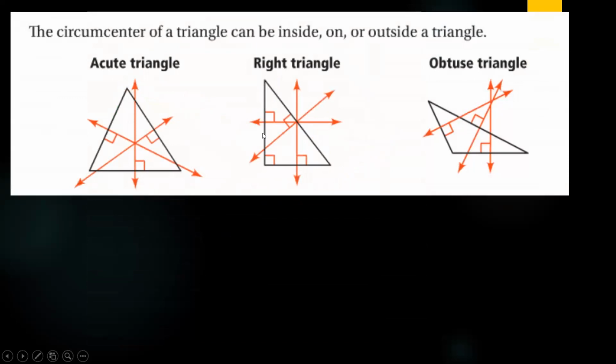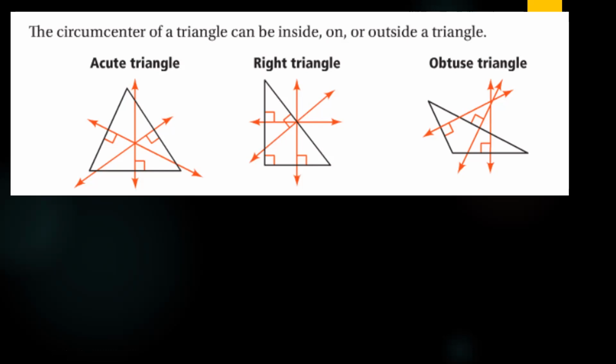Now, where could the circumcenter be? It could be inside or outside a triangle. It could be inside an acute triangle, as you see here. It could be on the side of a right triangle, and it could be outside an obtuse triangle. For the first part, they are perpendicular on each side. For the acute triangle, look at them, they are perpendicular on each side, and on the obtuse, they are perpendicular on each side.